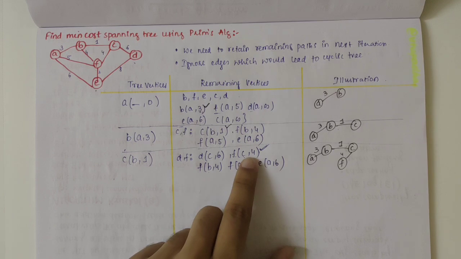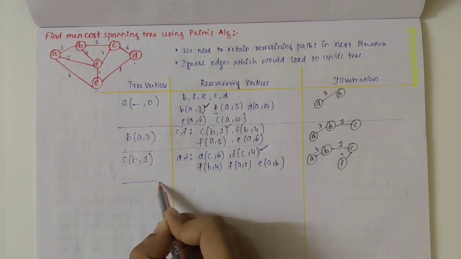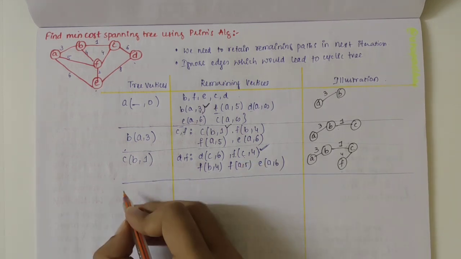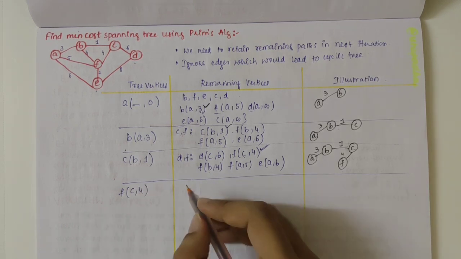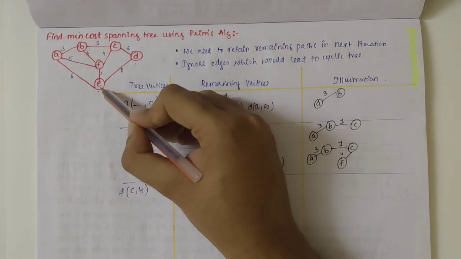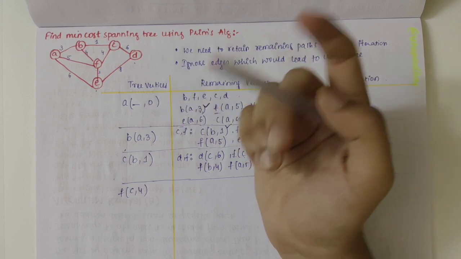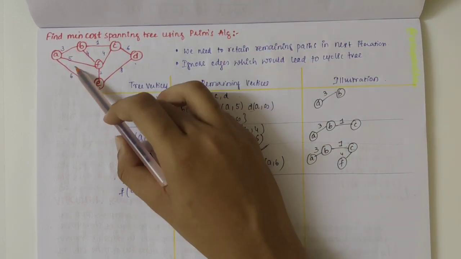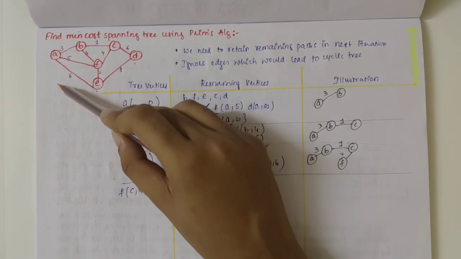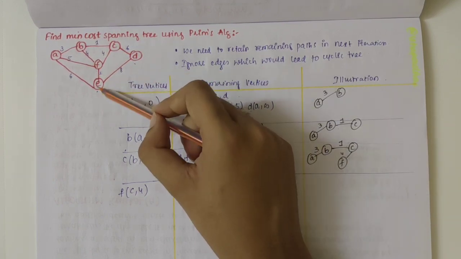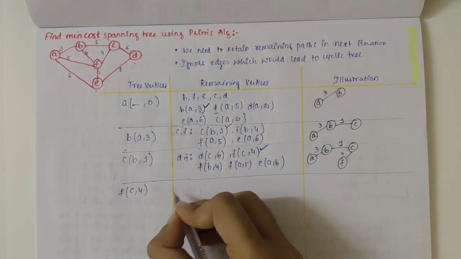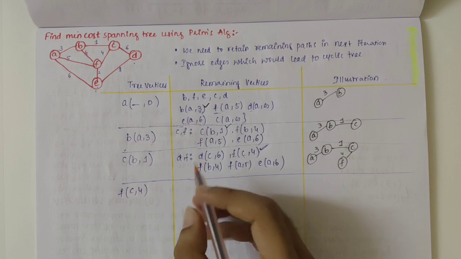Next I need to consider this F, C comma 4. So from C to F with 4. So from F I have E, A, B. A and B are already accessed, no? So I need not write them again. If I write A or B, it will become cyclic, so avoid that. Okay, next from F I have it to E.